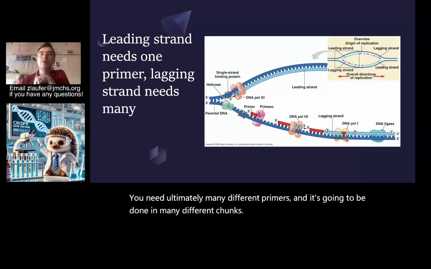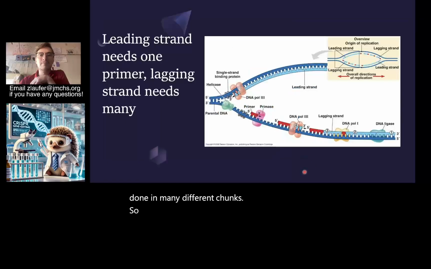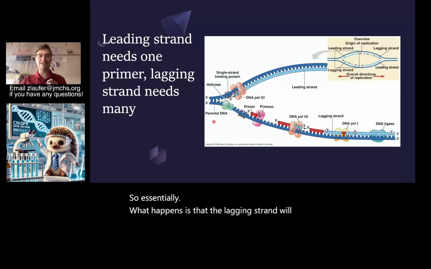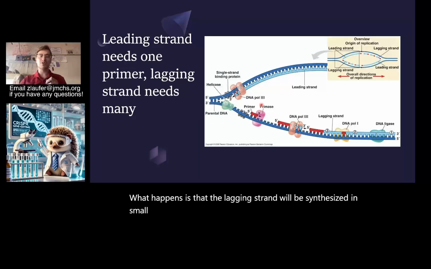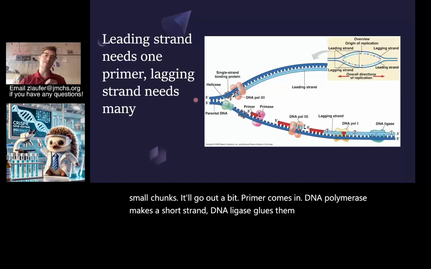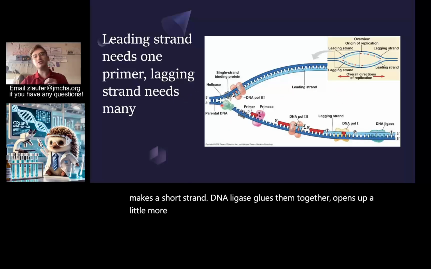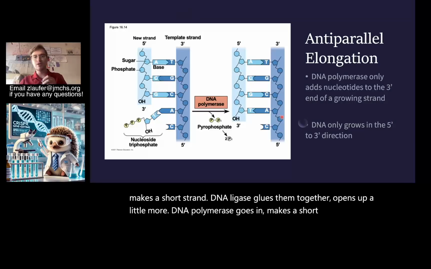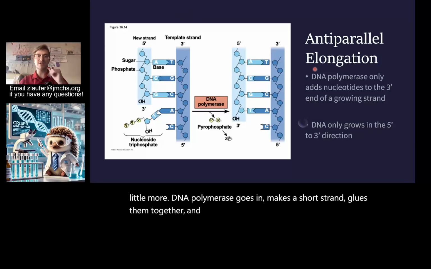So essentially, what happens is that the lagging strand will be synthesized in small chunks. It'll go out a bit, primer comes in, DNA polymerase makes a short strand, DNA ligase glues them together, opens up a little more, DNA polymerase goes in, makes a short strand, glues them together. And again, this all results because of anti-parallel elongation.